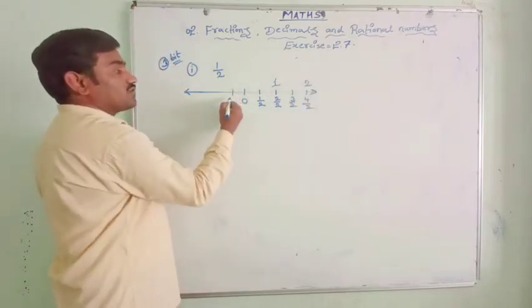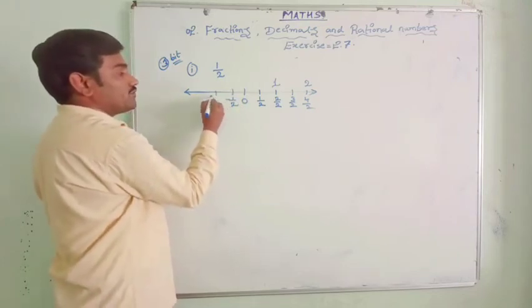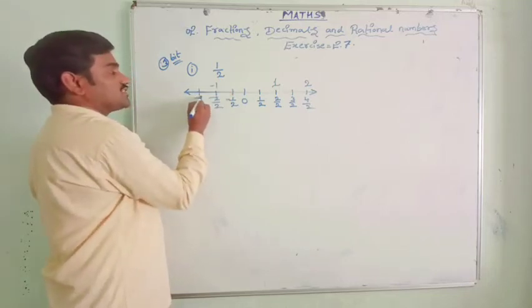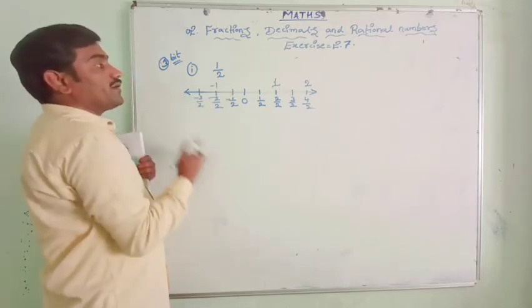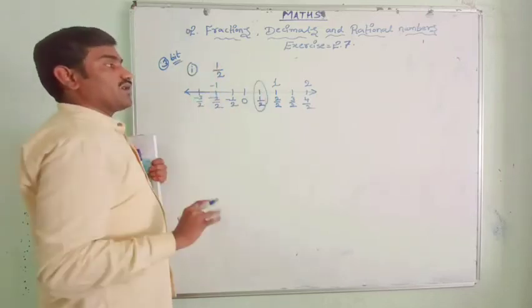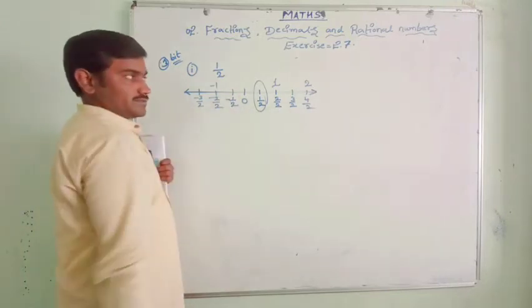See, the left side of 0 will be negative values. So minus 1 by 2, minus 2 by 2, which is nothing but minus 1, and here minus 3 by 2, continuing. But what we require is only 1 by 2. Where is 1 by 2? It is here. We'll mark it like this. We highlight only 1 by 2, not all these numbers.